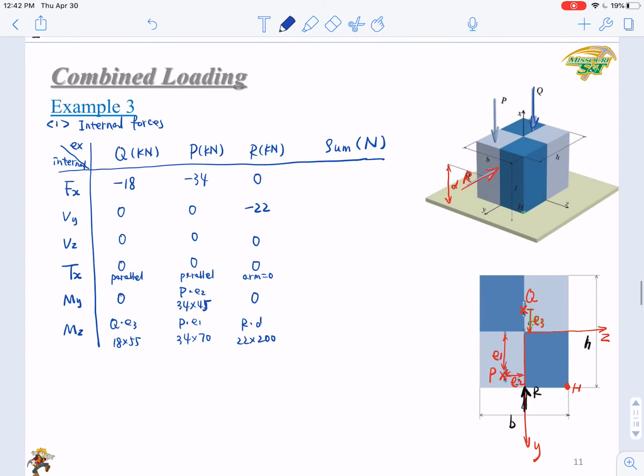So then we can sum them. Okay, so here the sum of Fx will be negative 52,000 Newton, right? The sum of Vy will be negative 22,000 Newton. And here will be 0, 0. And My will be just one. You have only one component, right? 34 times 45.